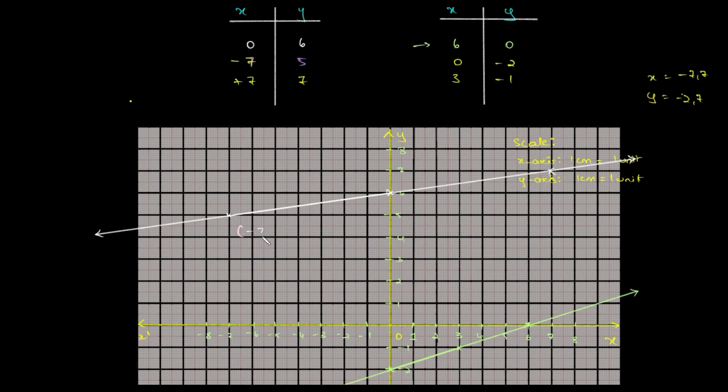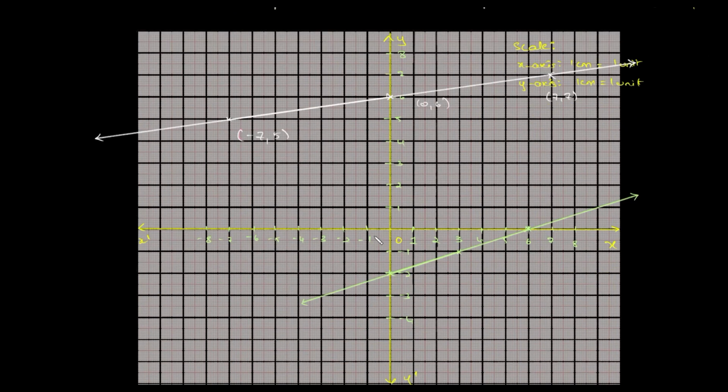Change the color. Minus 7 and 5. This is 0, 6, and this I believe is 7, 7. Okay, and next we have 6, 0. This is minus 1, plus 3, minus 1, and this is 0, minus 2.